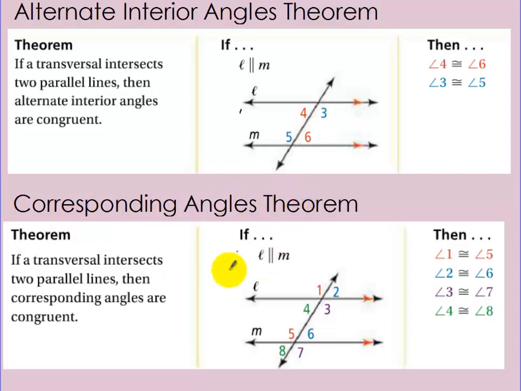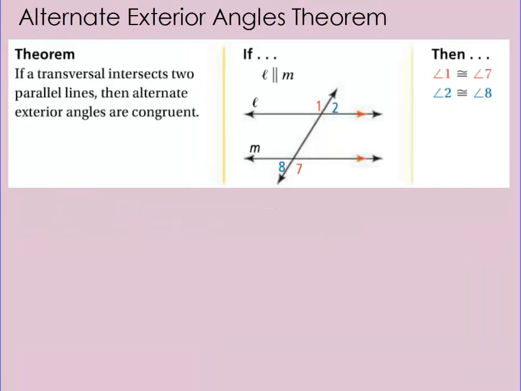Corresponding angles theorem says if you have the parallel lines, then the corresponding angles are congruent. So that's where we said top left, top right, bottom left, bottom right. So 1 and 5 are congruent, 2 and 6 are congruent, 3 and 7, and 4 and 8. These are all congruent angles. Alternate exterior angles theorem says the alternate exterior angles are congruent if you have two parallel lines and a transversal. So 1 is congruent to 7, 8 is congruent with 2.